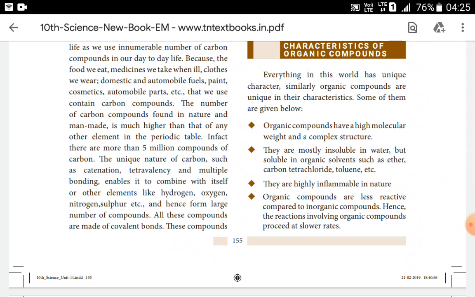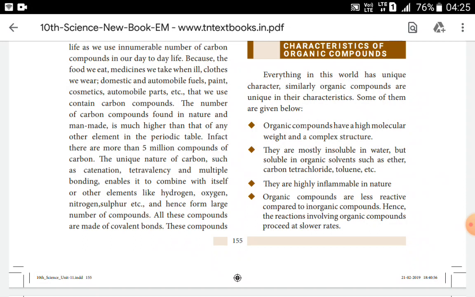Then also see this carbon has the ability to combine with itself or other elements like hydrogen, oxygen, nitrogen, sulfur, and also with other elements, and hence it forms a large number of carbon compounds.